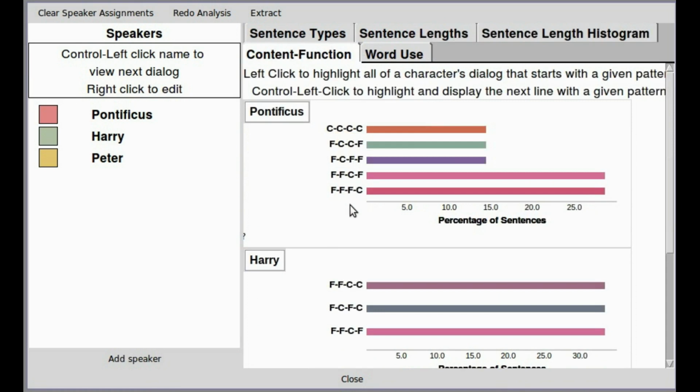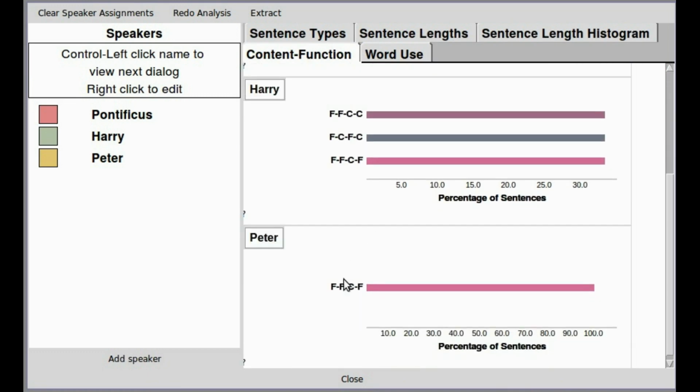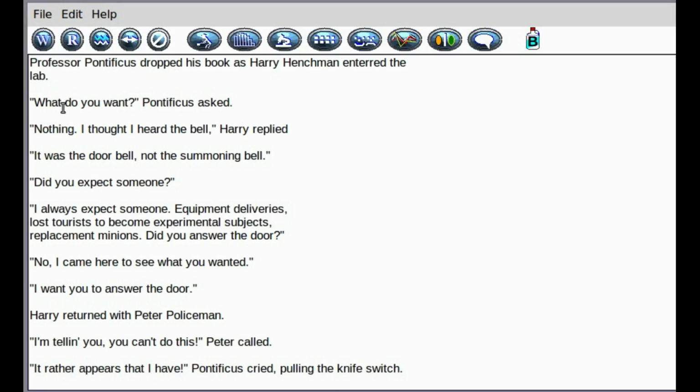Take a look at the content function. Pontificus and Harry both start their sentences with a couple of function words, and so does Peter. So everybody has the same rhythm in their speech pattern. Let's go back to the dialogue and start fixing it.